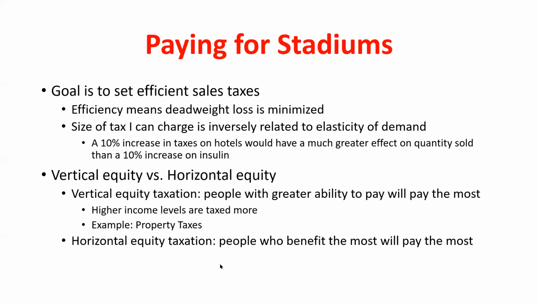Horizontal equity is really, when it comes to these sports examples and when we think about who we should tax to pay for a stadium, probably the one that we're a little bit more concerned about. So horizontal equity would be that whoever benefits from this public good that we're trying to pay for, whoever benefits the most, we should tax them the most.